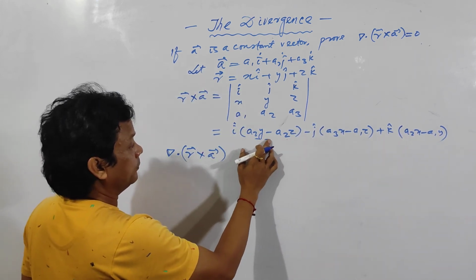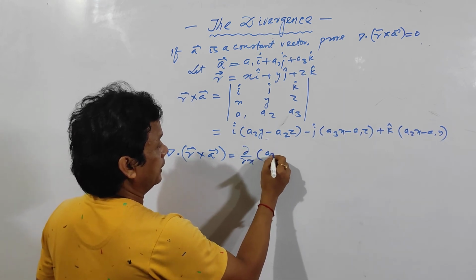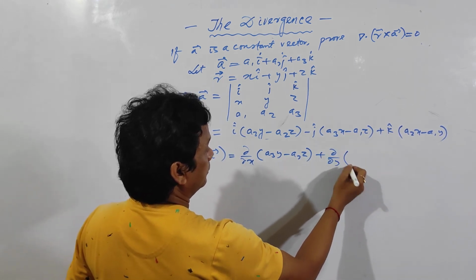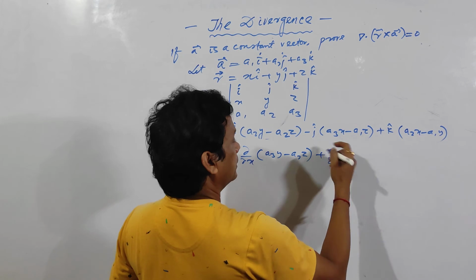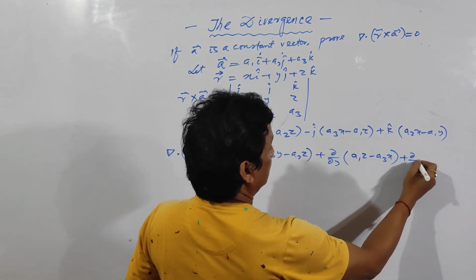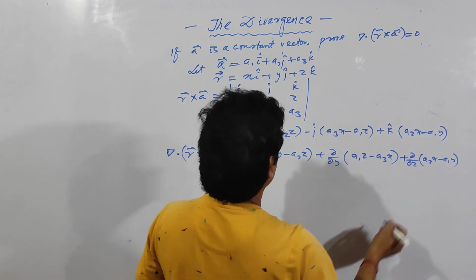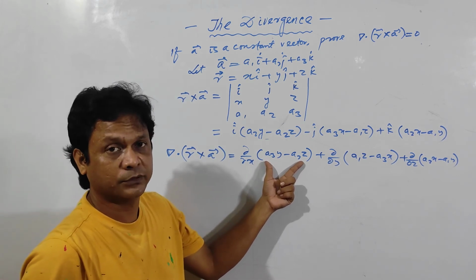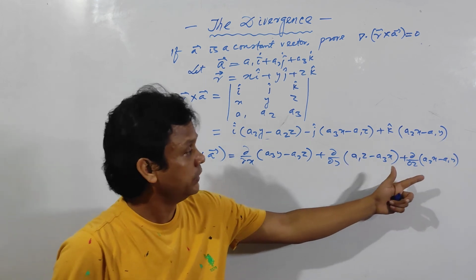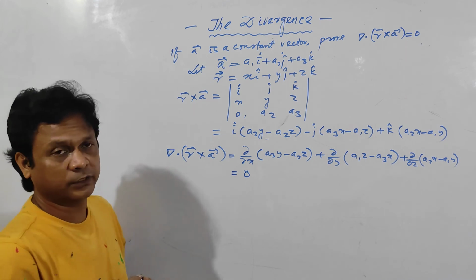So that means you want to find out del by del x of this quantity a3y minus a2z, plus del by del y of minus of this quantity. That means it will become a1z minus a3x, plus del by del z of this quantity a2x minus a1y. There is no x here, so this one becomes 0. Here there is no y, so del by del y of this one is 0. Here there is no z, so del by del z of this one. So the answer is 0. Not 0 vector. It is 0.